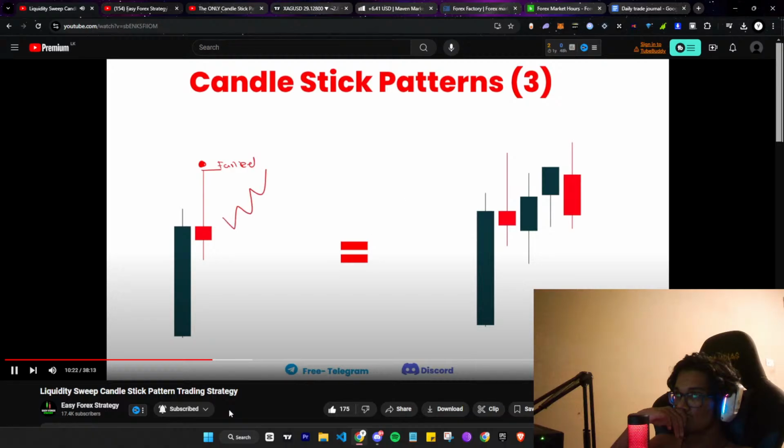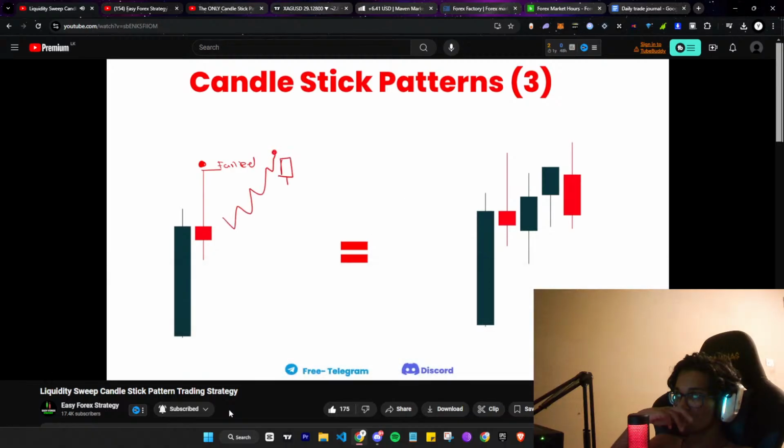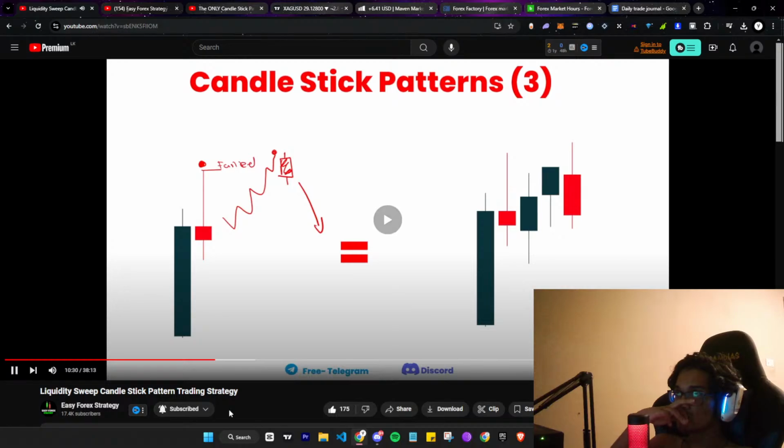But price did something like this, and then it broke to the upside and then closed bearish here around this area. So that means this one is your double confirmation. But then we can also, let's say for now, we can see we have this bullish candlestick here. It traded below this low here, and then the next candle also closed bullish here.